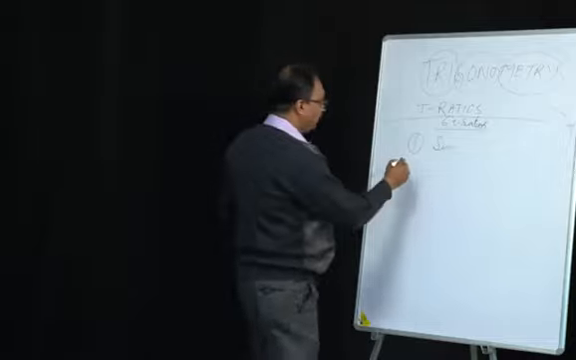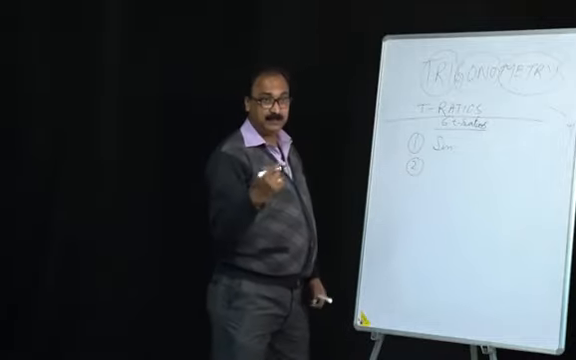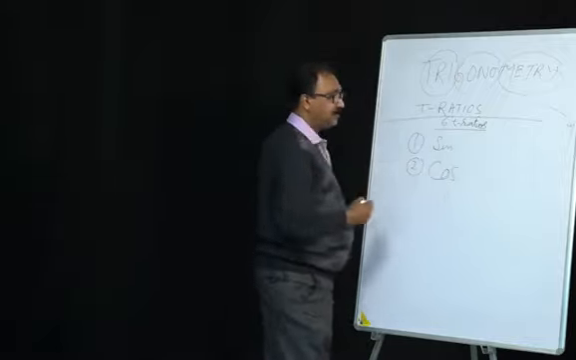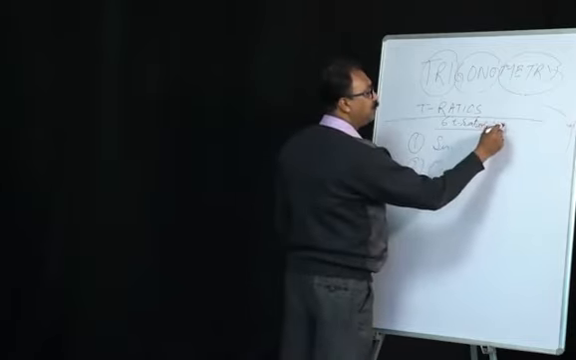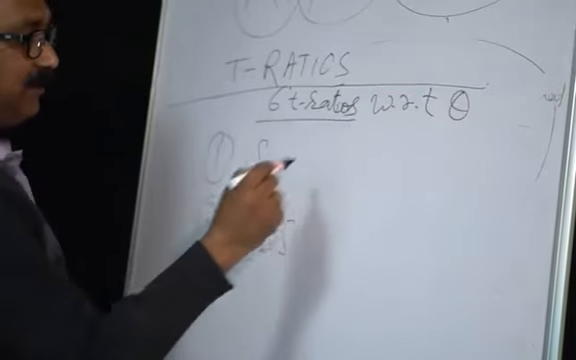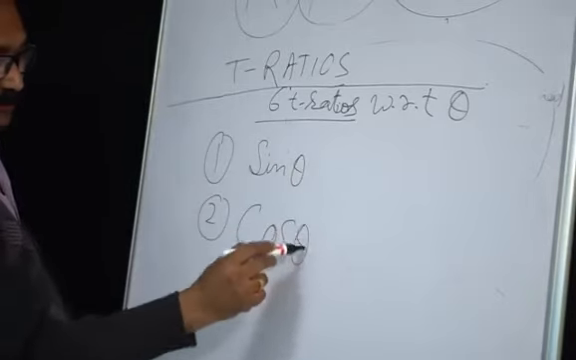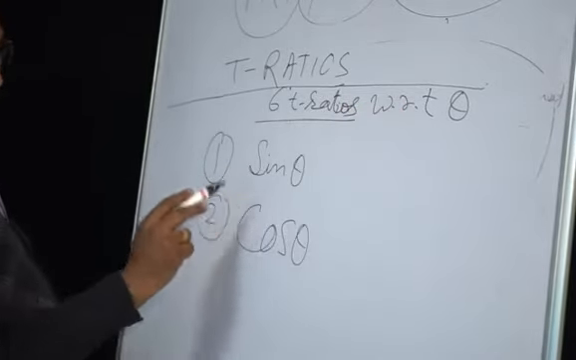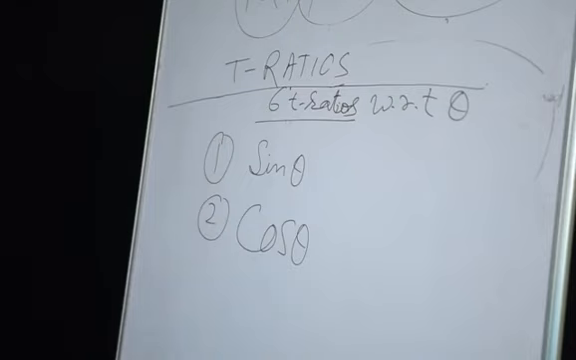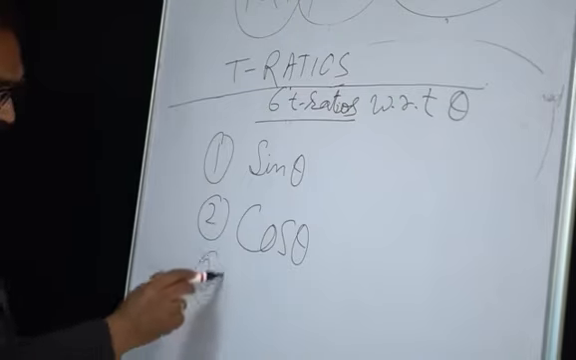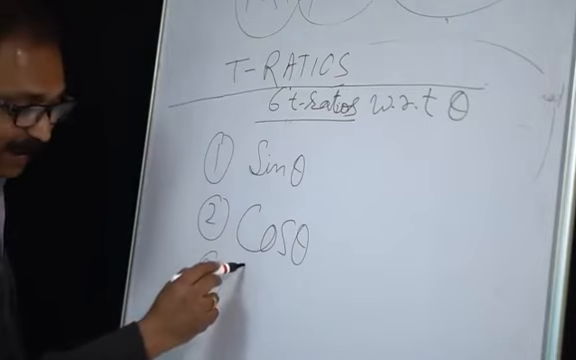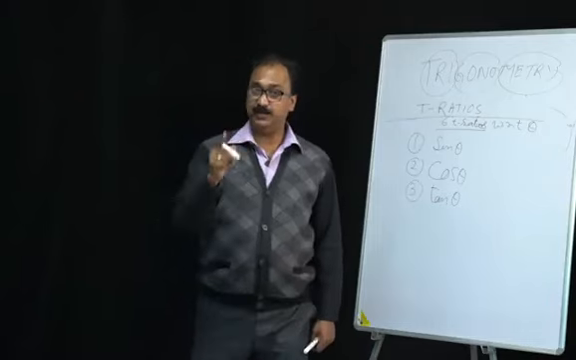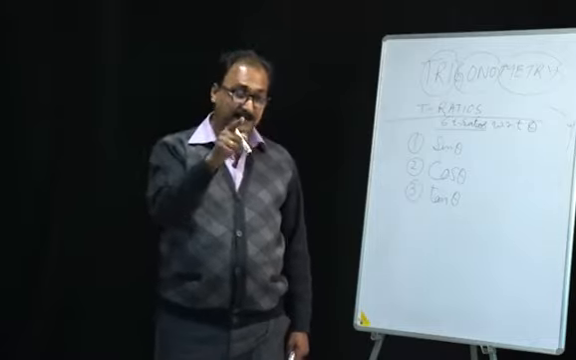Clear? Number 2 is cosine, COSINE, but we use cos. If the T ratio is with respect to angle theta, then we write sin theta, cos theta. If it is alpha, sin alpha, cos alpha. If it is angle A, sin A, cos A. Understood? Now look here, number 3. After sin, cos, there is tan. Tangent, but we use tan theta. Actually, tangent theta, TANGENT, but in short we use tan.